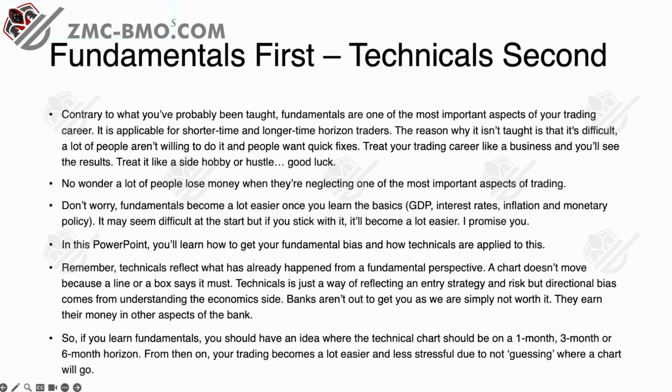So if you learn fundamentals, you should have an idea where the technical chart should be on a 1 month, a 3 month, or a 6 month horizon. From then on, your trading becomes a lot easier and less stressful due to not guessing where a chart will go. This is really important because if you're technically just drawing lines on the chart, you obviously have done your back testing, fine, but you don't have that deeper understanding of why that should happen. The question you have to ask yourself is why? Why is this going to happen? You can't say, oh, because it's broken structure, it's pulling back now, let me long it. That's not a reason. So you need that reason, and the fundamentals give you that reason.